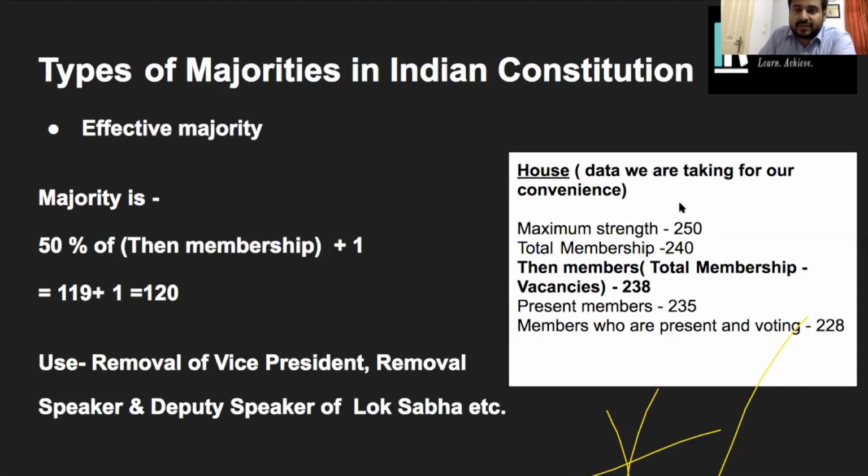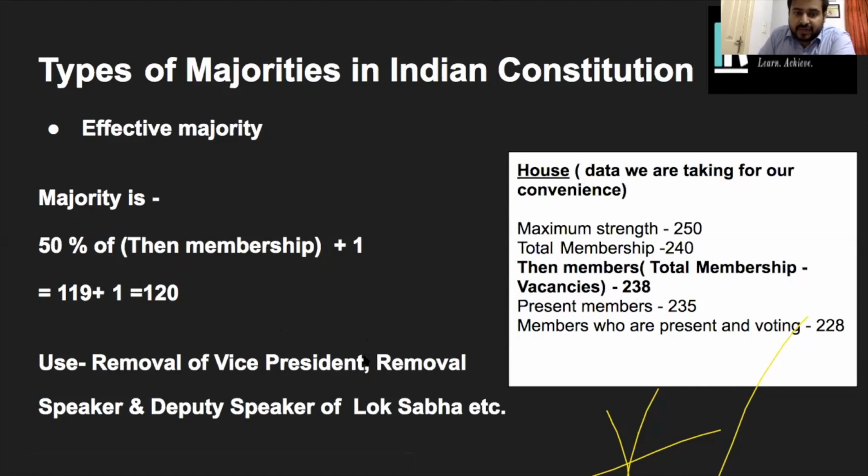तो इफेक्टिव मेजोरिटी will be 50% of 238 plus 1, that will be 119 plus 1. It will come out to be 120 members. ये कहाँ यूज होती है?